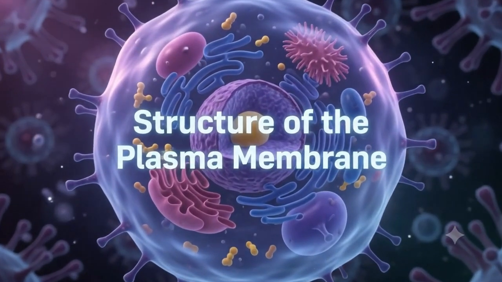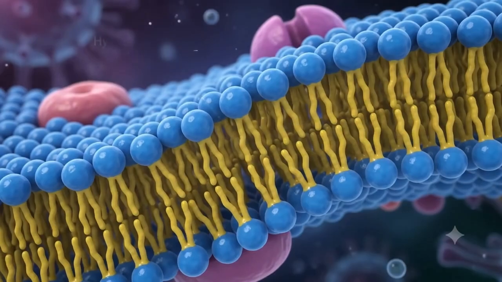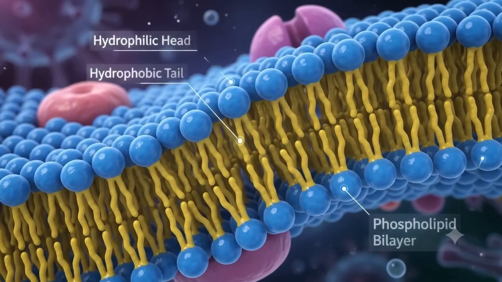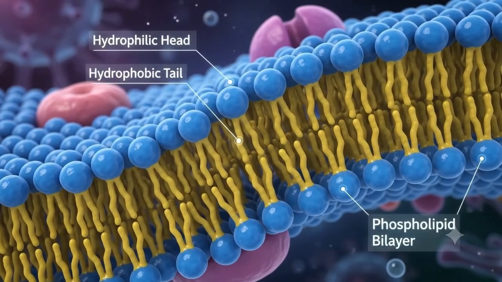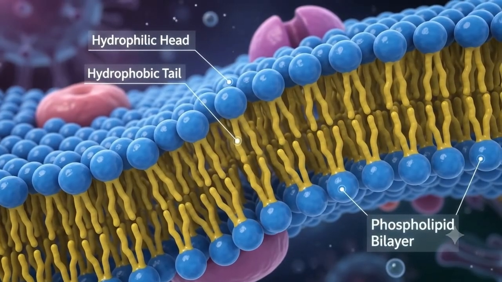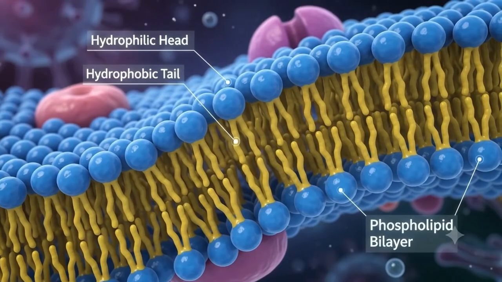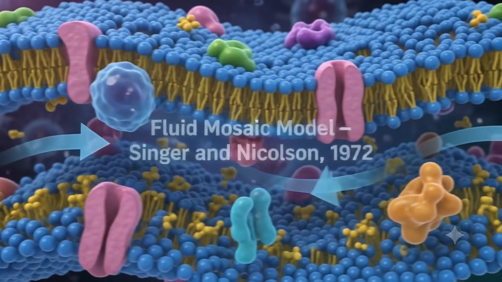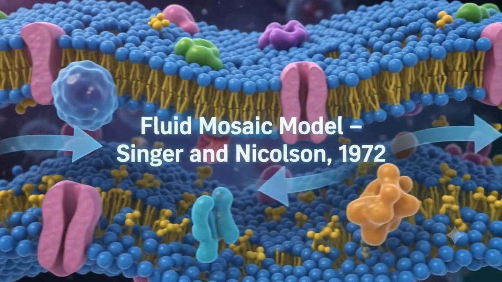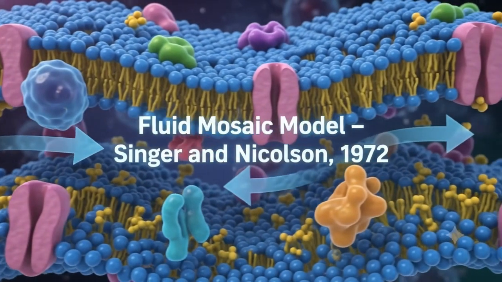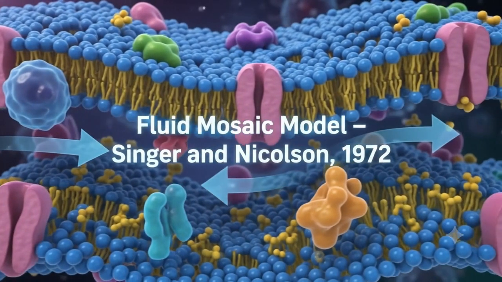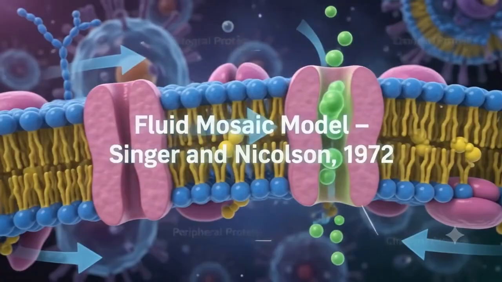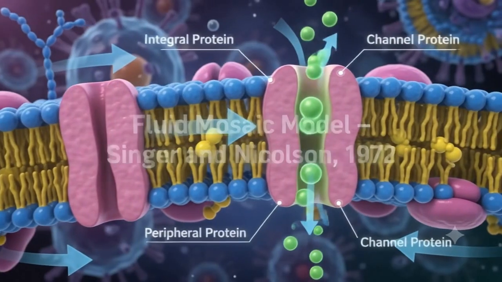Plasma membrane is the outermost boundary of an animal cell. It is made up of a phospholipid bilayer having two heads, hydrophilic and hydrophobic: a water-loving head and a water-fearing head. The model proposed by Singer and Nicolson in 1972 about the structure of the plasma membrane is the fluid mosaic model.